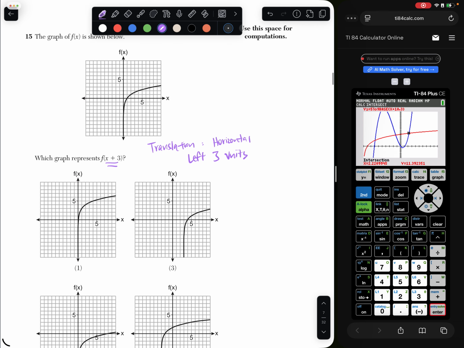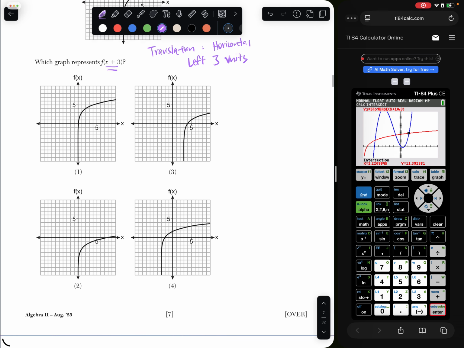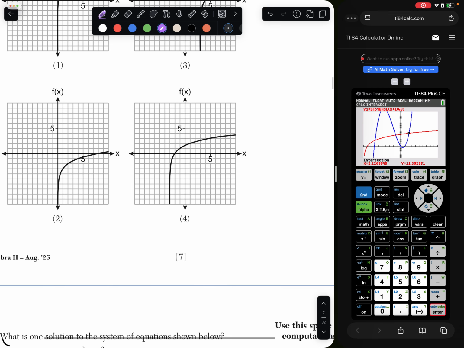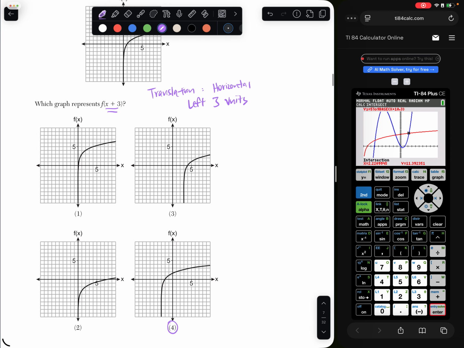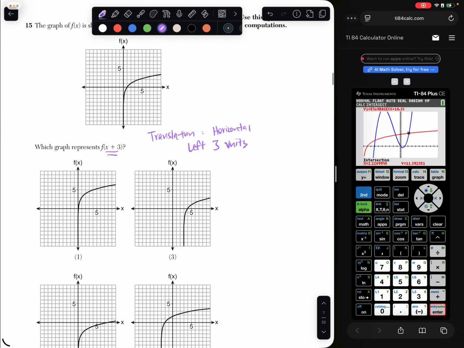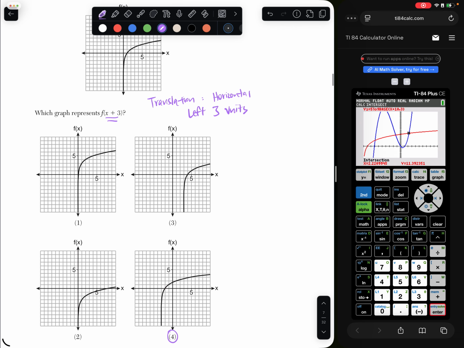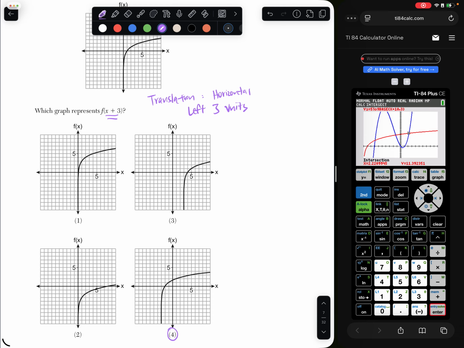Why that is would take a little bit of explanation to understand, but the very brief summary is that you're basically undoing something. So yeah, the answer is choice 4, because if you compare the graph in choice 4 to the graph given by the problem, graph 4 is just 3 units to the left.